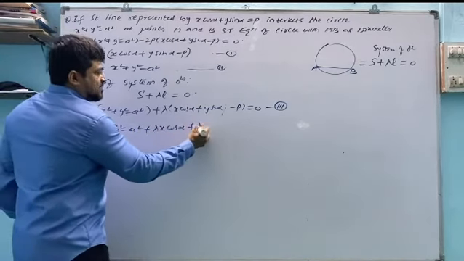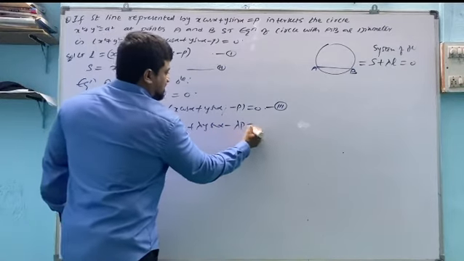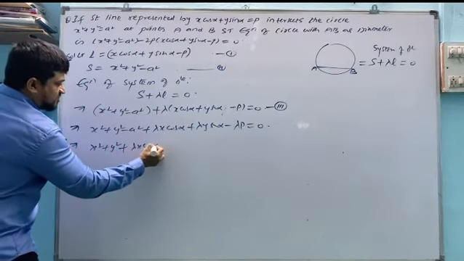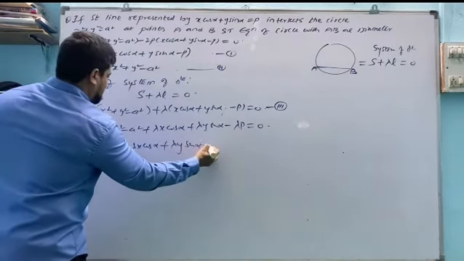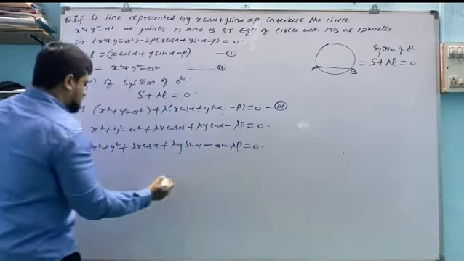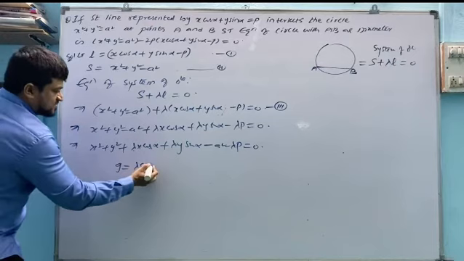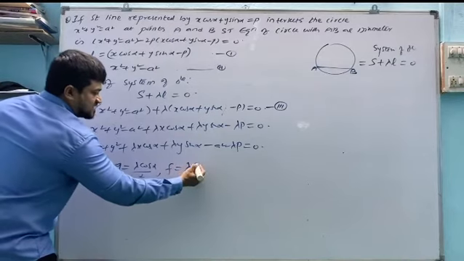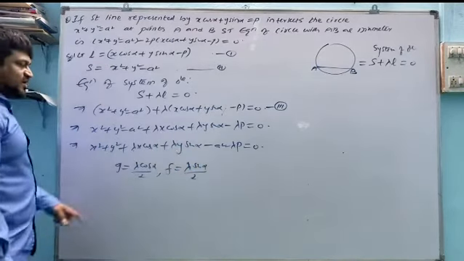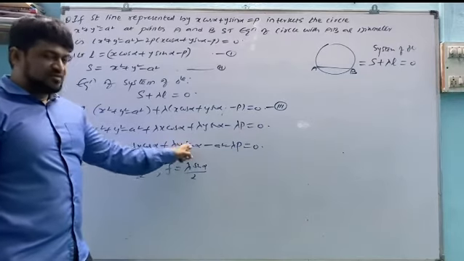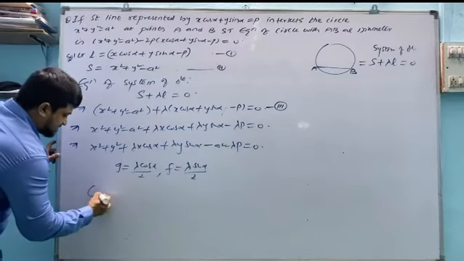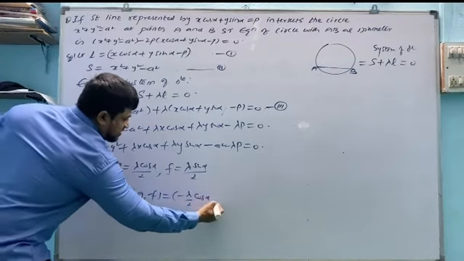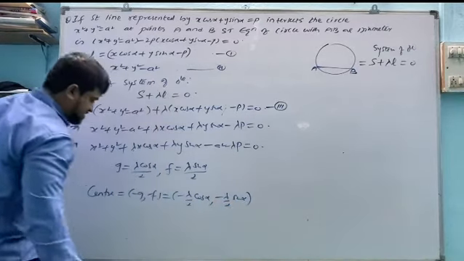Lambda x cos alpha plus lambda y sin alpha minus lambda b equal to 0. If I arrange this in order: x square plus y square plus lambda x cos alpha plus lambda y sin alpha minus a square minus lambda b equals 0. g is equal to half of the coefficient of x, and f is equal to half of the coefficient of y. Leaving y, whatever value that is considered to be f. See, leaving y, don't think lambda is the coefficient of y. The total thing with y is the coefficient of y. Then the center equals minus g comma minus f, that is minus lambda by 2 cos alpha, minus lambda by 2 sin alpha. We have the center value.